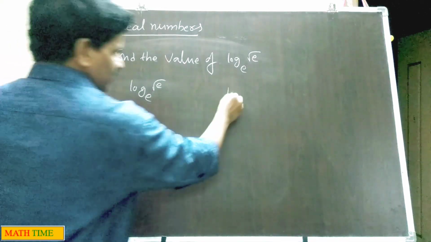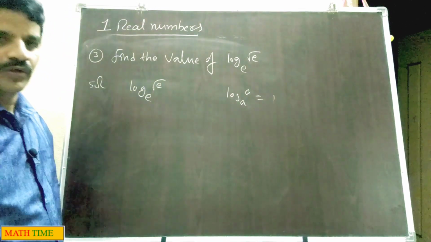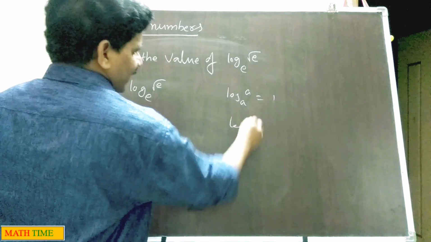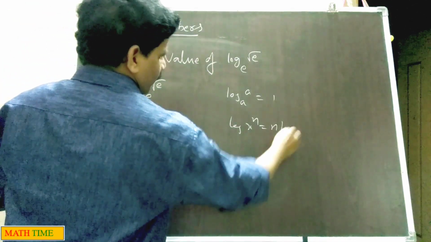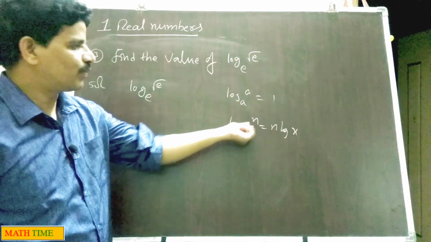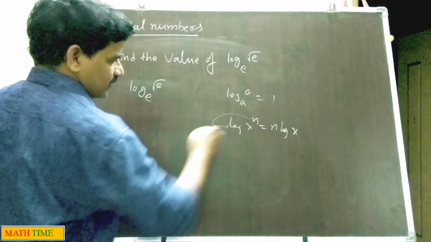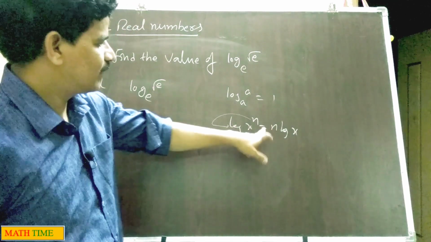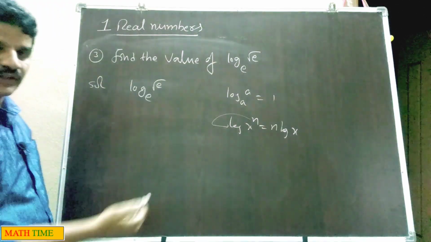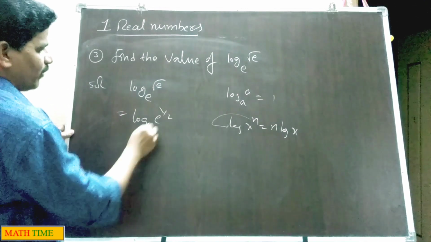We know that log a to the base a equal to 1. So we are going to apply this formula, and one more formula is log x power n equal to n log x. Whenever logarithm of some number has some power, that power comes in front. So n comes front, therefore it becomes n log x. Here what is the power of e? Root. What is root? 1 by 2. So logarithm of e power 1 by 2 to the base e.